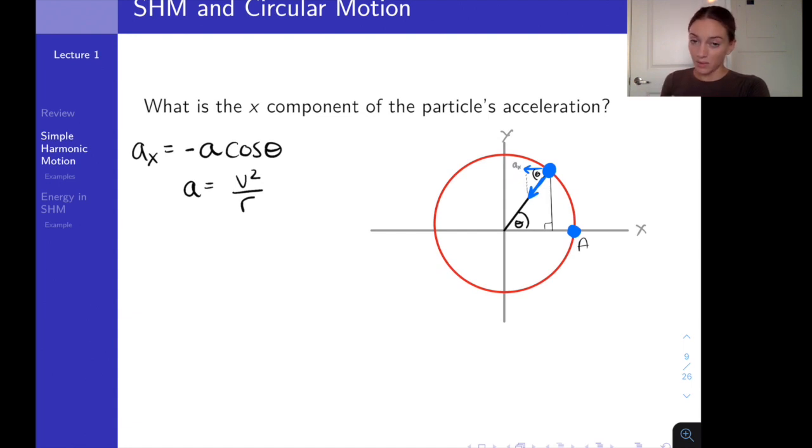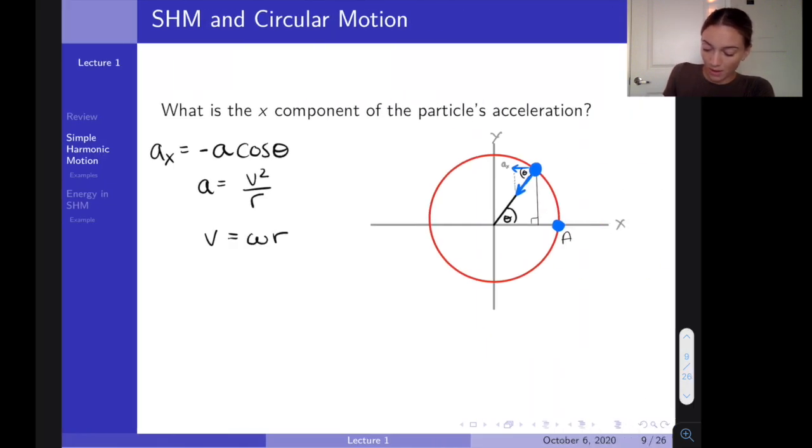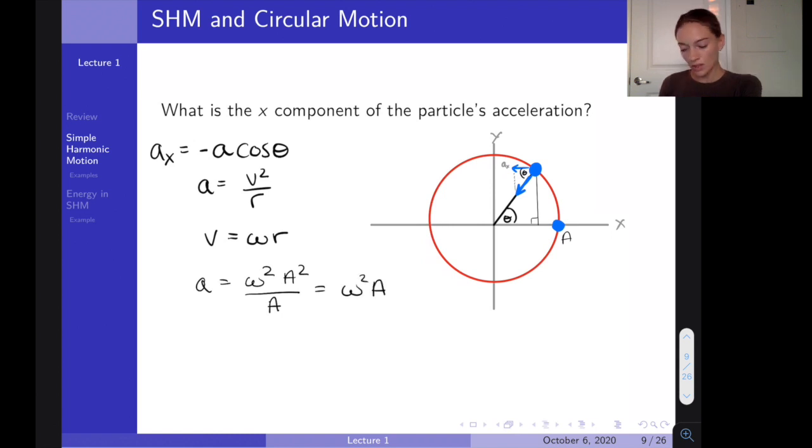Well, again, we can think back to uniform circular motion, and we can remember, or look up, that v is equal to omega r. So now we have everything that we need. All we have to do is substitute omega r into here, and we can find the acceleration in terms of things that we know. So the acceleration is just v squared, which is omega squared times the radius squared over the radius, which gives us omega squared times a. So this is the acceleration in terms of things that we know.